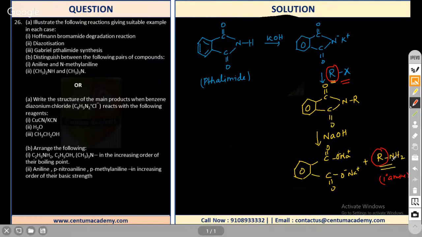Okay. Now going to the next part. You see this part, the OR one. Write the structure of main products when benzene diazonium chloride reacts with the following reagents. What is the product we get? These are the direct reactions. Tell me the product. Benzene diazonium chloride reacts with CuCN or KCN, then H2O, and then alcohol.